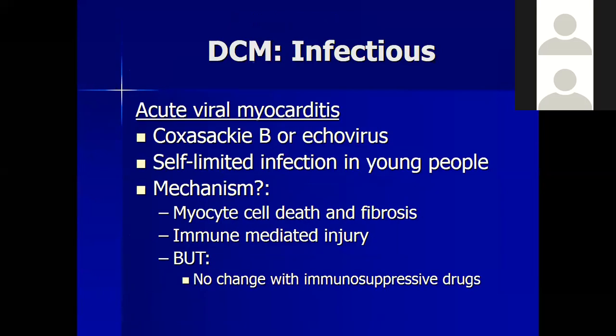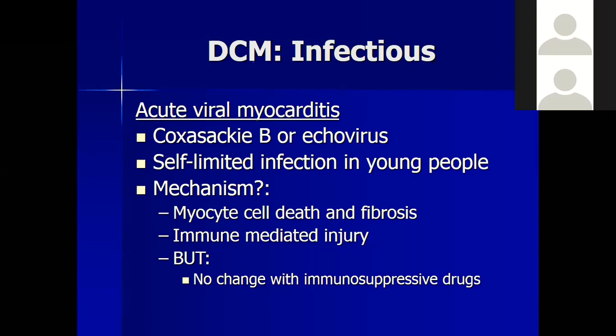So viral myocarditis, in our scenario, we see a lot of patients with acute viral myocarditis. Last, I think two months back, there was a doctor from civil hospital. She just had a sore throat and she died with viral myocarditis. It's a very dangerous disease. So if somebody has a Coxsackie B or normal flu infection, a self-limited infection, usually in young people, but after that they develop a cardiomyopathy. Mechanism could be myocyte cell death, fibrosis, immune-mediated injury, but there is no benefit with immunosuppressive drugs. Although there is a benefit with immunoglobulin.